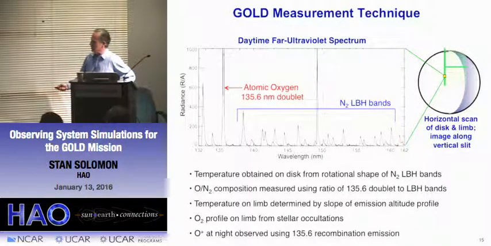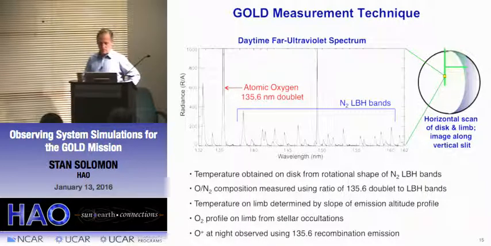The temperature on the limb, when the slit's off of here, is determined by the scale height, by the slope of the emission profile. We'll use primarily LBH to do that because the atomic oxygen also has an ionospheric component that you see at high altitude. And at nighttime, that high altitude ionospheric component will be used to measure the ionosphere and hopefully see bubbles in the ionosphere. The O2 profile is done in absorption in the middle thermosphere by, as I mentioned, parking this broad slit on the limb and watching the star set through it.